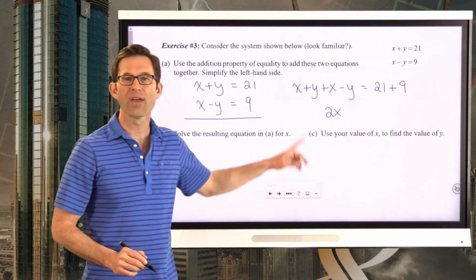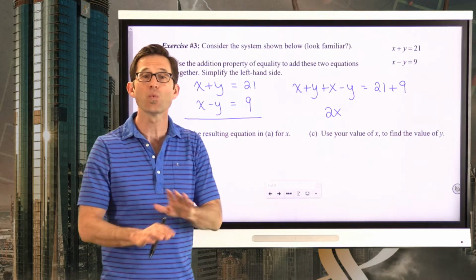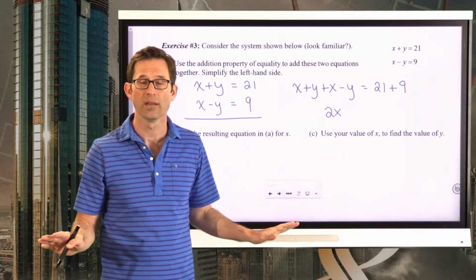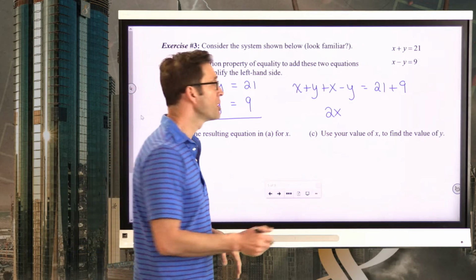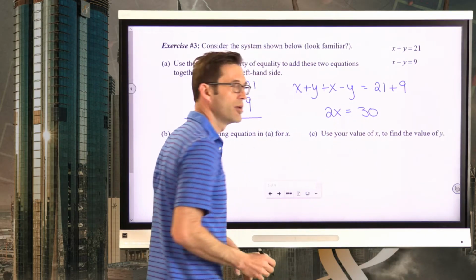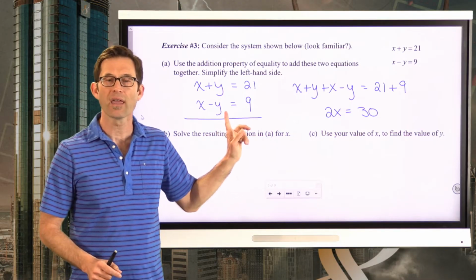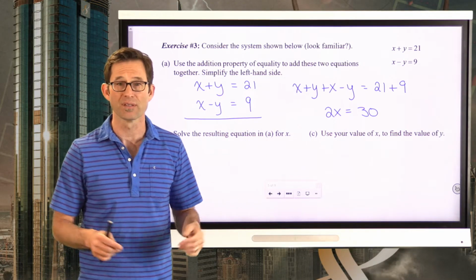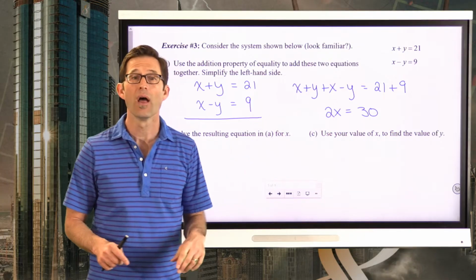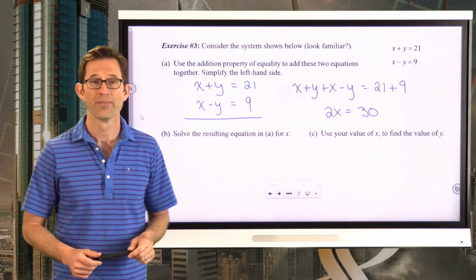And then I'm going to have a y plus a negative y. And those y's are going to eliminate each other. So all I'm going to be left with is 2x equals 30. Right? Because a positive y and a negative y are additive opposites, they cancel each other. The y got eliminated.